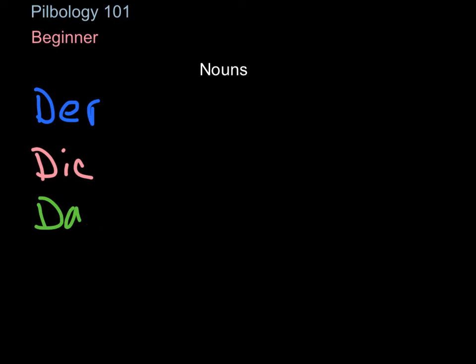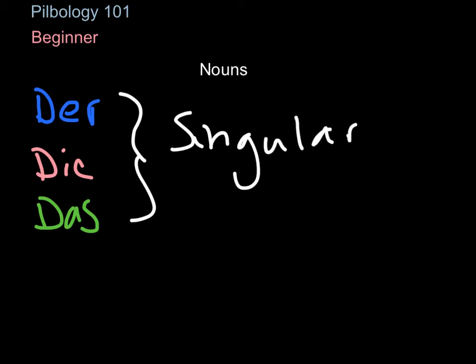Now, the thing to remember about these articles is that they are, in fact, in the singular. Okay? So these are all singular. That means that there's just one of them. So an example of that would be, as we used in the first video, das.